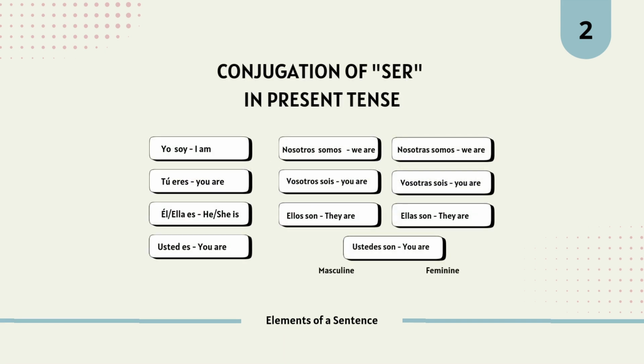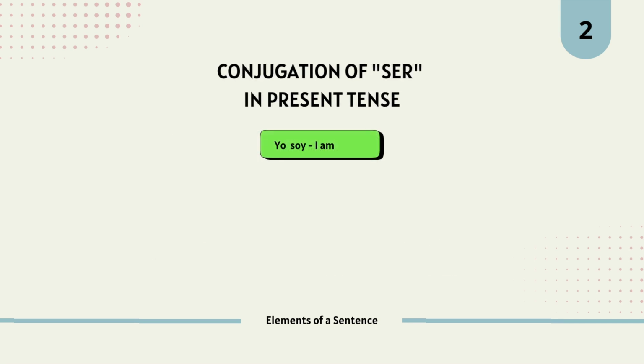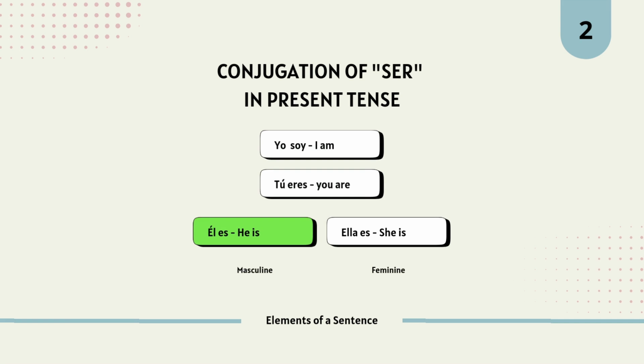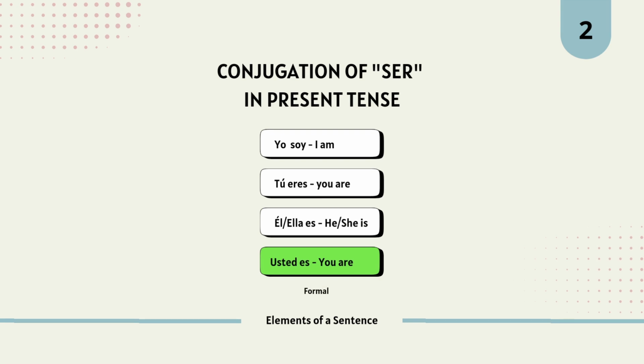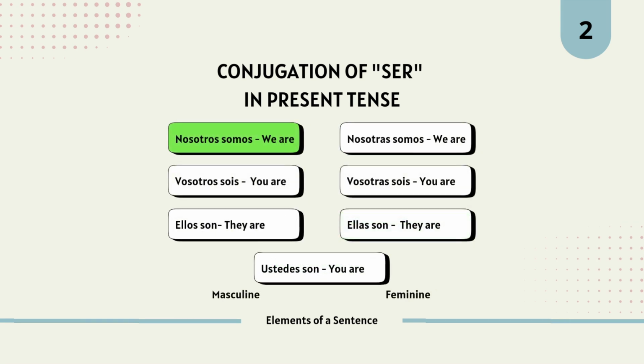In the table below, you can see the conjugation in singular and plural form. Let's start with the singular ones. Yo soy, I am. Tú eres, you are, informal. Él es, he is. Ella es, she is. Usted es, you are, mostly used in formal conversation.